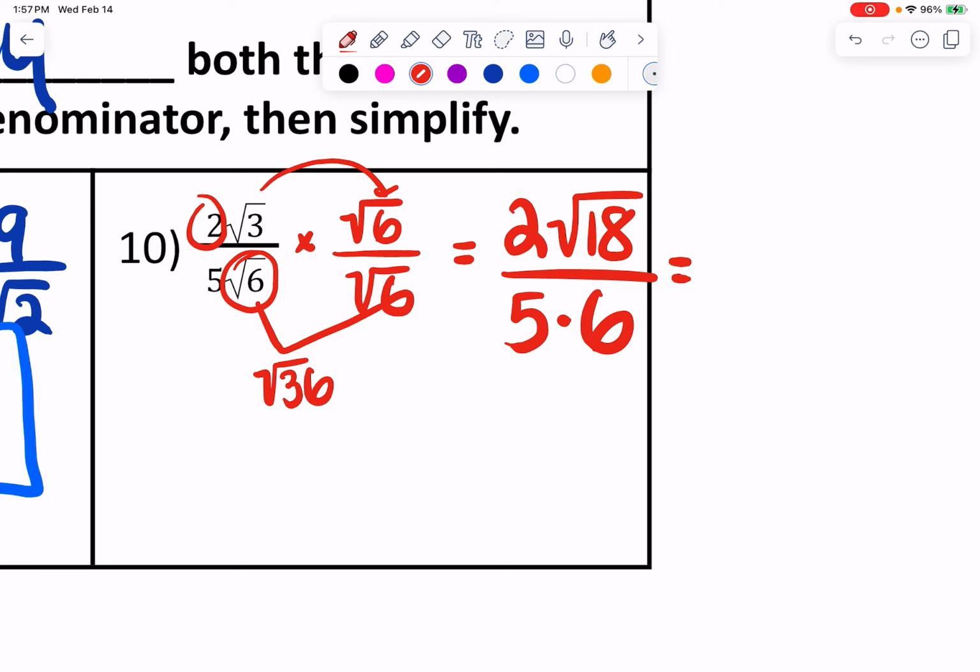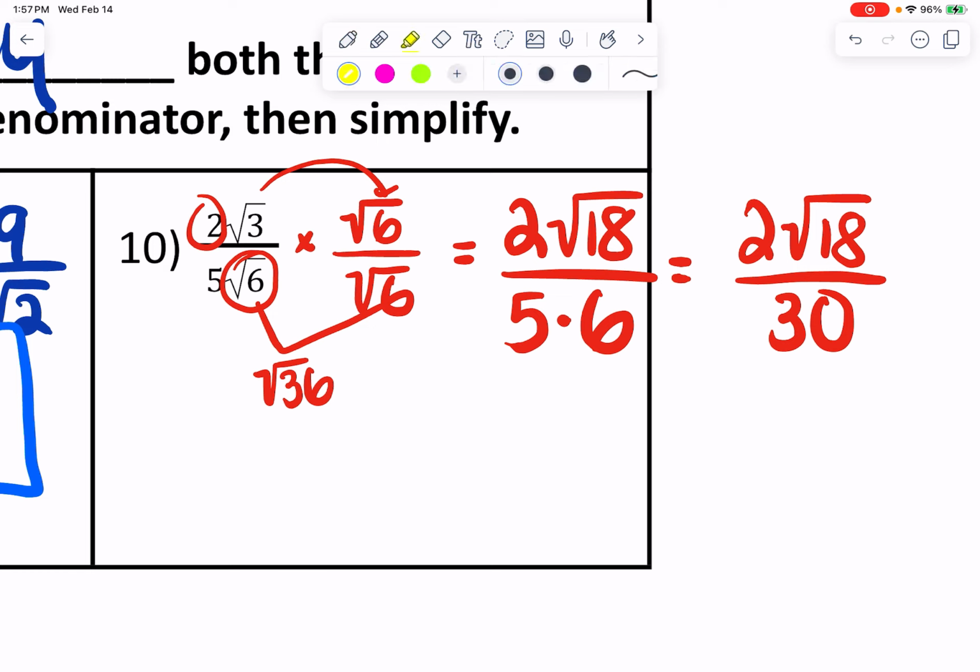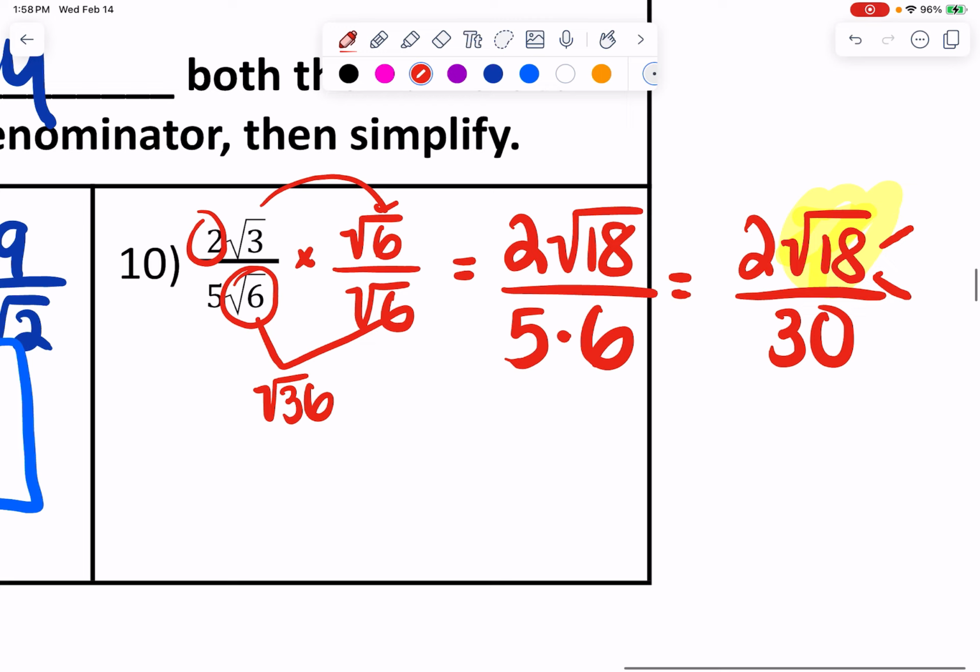Okay, we can simplify further, so now it's just a game of numbers. You're going to have 2 square root of 18, and then 5 times 6 is 30. But now, let's tie it back to what we did before. It needs to be fully simplified. 18. You need to think about 2 numbers that go into 18, in which one is a perfect square. So let's start with 4. 4 does not go into 18. The next number would be 9. 9 goes into 18 twice.